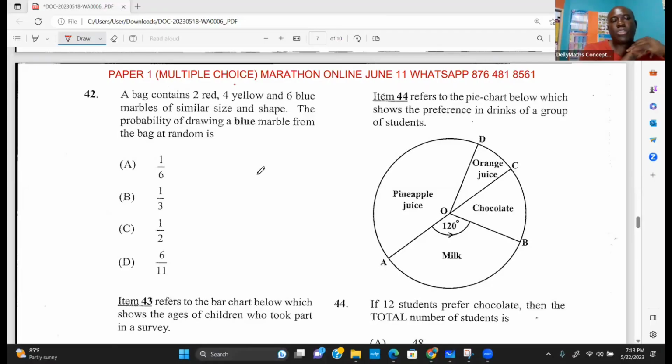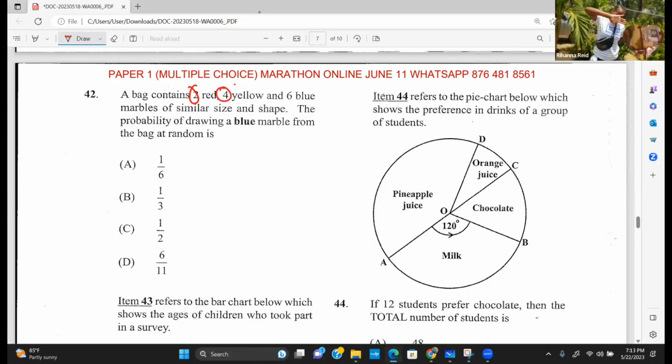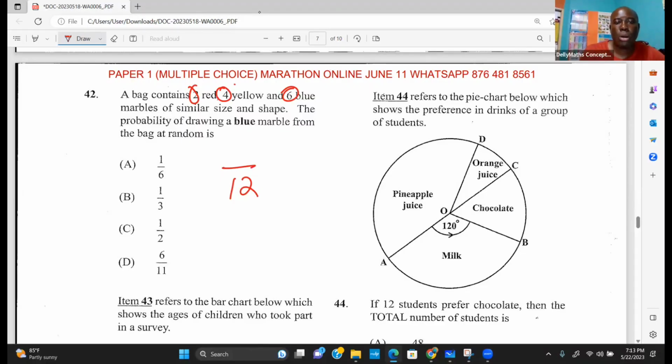A bag contains 2 red, 4 yellow, and 6 blue marbles of a similar size and shape. The probability of drawing a blue marble from the bag is what? Remember, we speak of the desired outcome over the total possibility. It's a possible 12. It's out of 12 already. Blue, 6 out of 12. If I look for 6 out of 12 and it's not there, cancel down to 1 over 2.